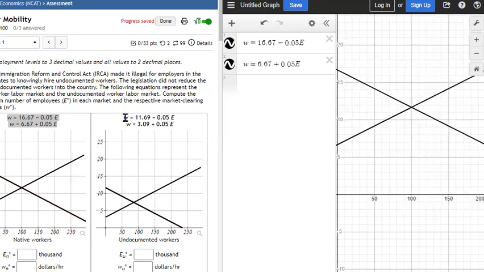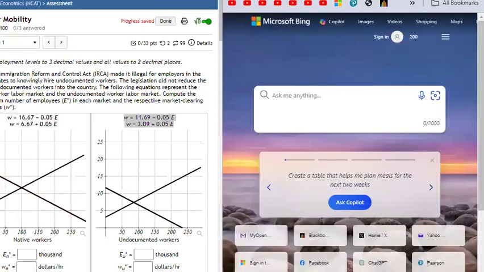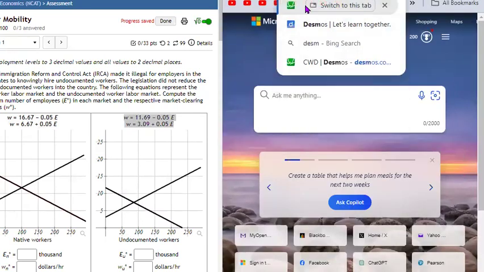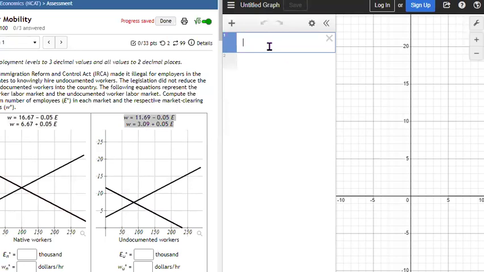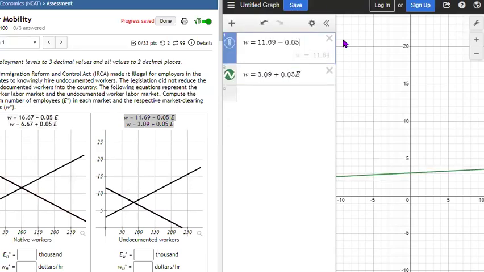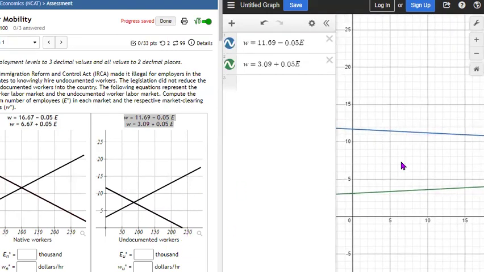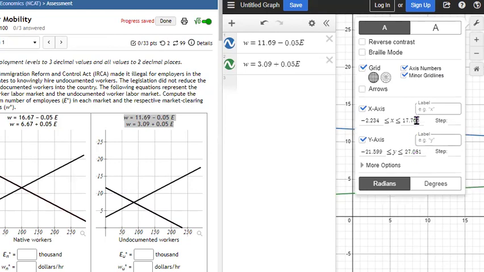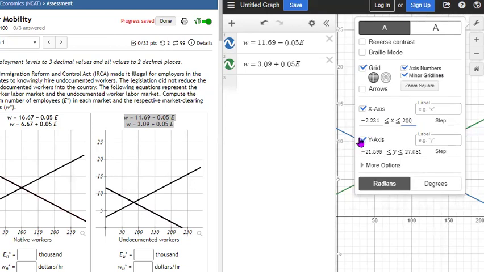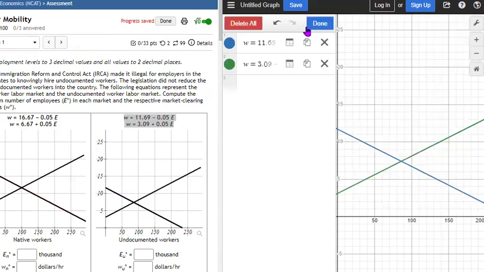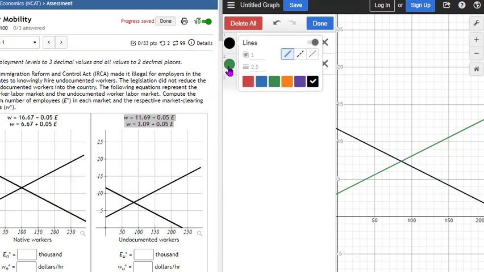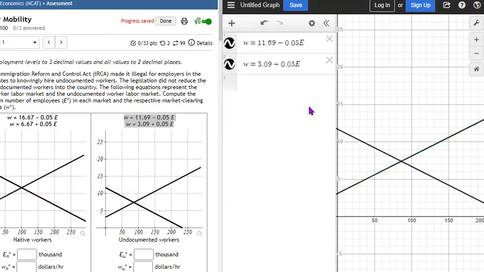And I'll do the same for the undocumented worker labor demand and labor supply curves. But I'll make a new graph. Okay, so again, I've got to change the x-axis to about 200, right? And then I'm going to change the colors to both black to match the mob math.